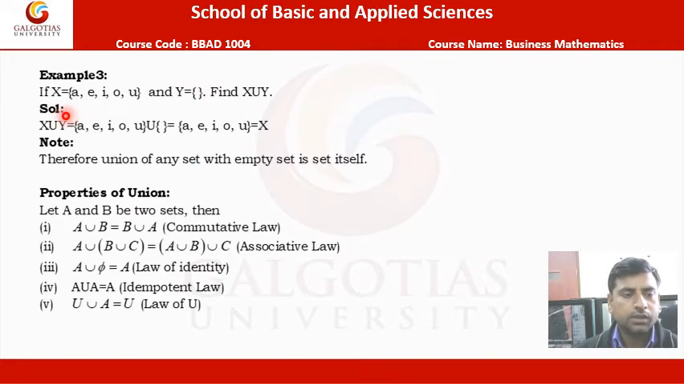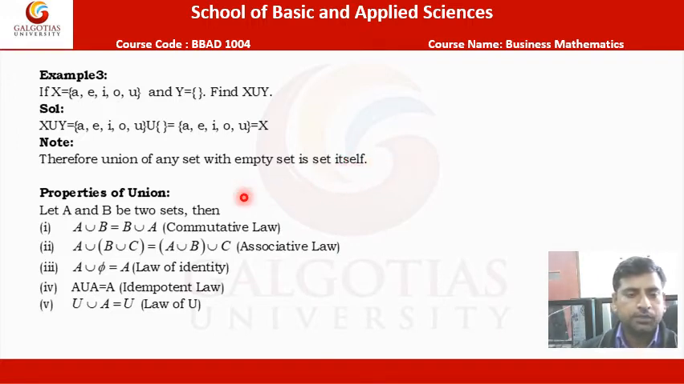Here is another example. If X contains the elements a, e, i, o, u and Y contains no element, that is, the empty set, we have to find X ∪ Y. In X ∪ Y we take all the elements of set X and all the elements of set Y. Here Y contains no element, so X ∪ Y will be only the elements of X, that is a, e, i, o, u. So X ∪ Y will be set X. Here we can say that the union of any set with the empty set is the set itself.